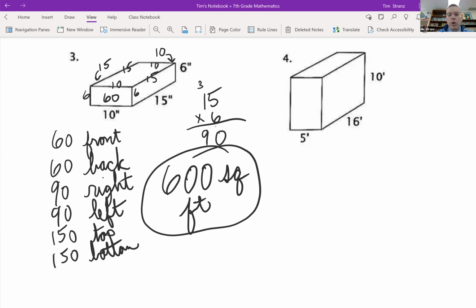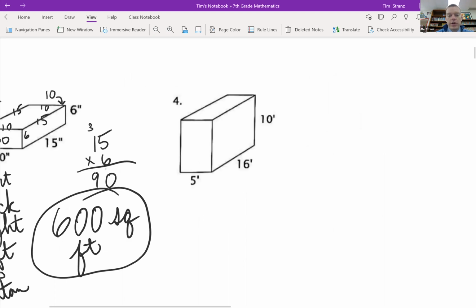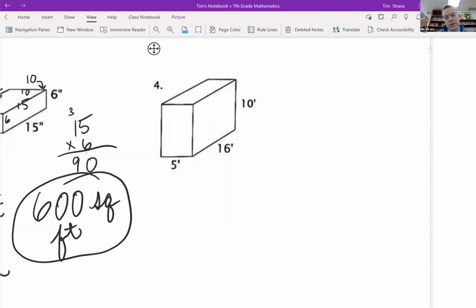All right, number 4. Looks like we have a cereal box that tipped over. So let's figure out the rest of the measurements. We know that this height has to be 10. This height has to be 10. This length has to be 5. This long length up here has to be 16. We got another 5 over here, and we got a 16 right here.